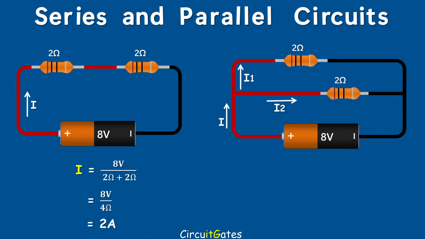Current through each resistor in parallel is equal to the supply voltage divided by the resistance of a resistor. That is 8 volts divided by 2 ohms, we get 4 amps. Since the current through each resistor in parallel is 4 amps and the current through each resistor in series is 2 amps, it is true that more current flows in components connected in parallel than in series.